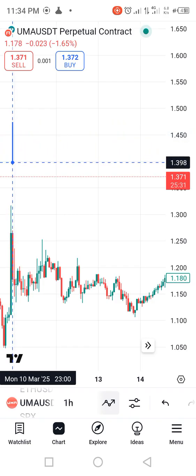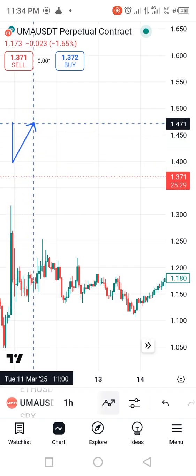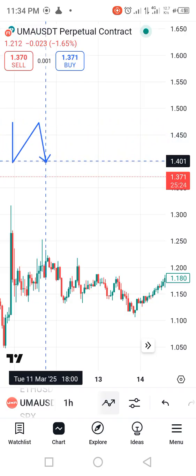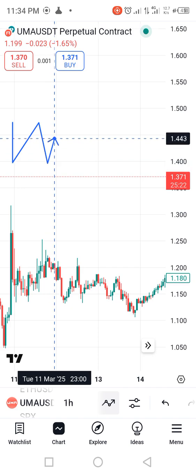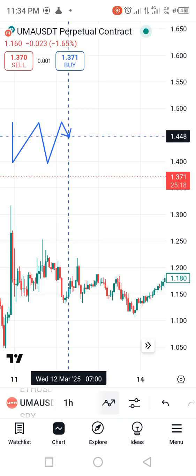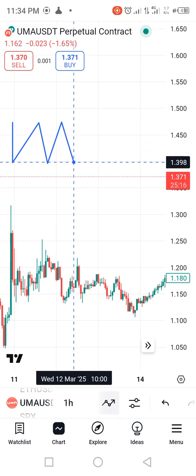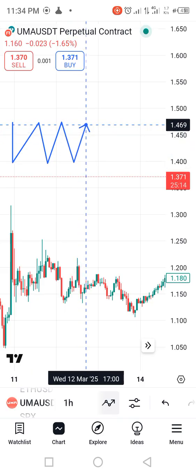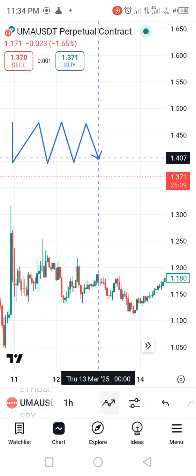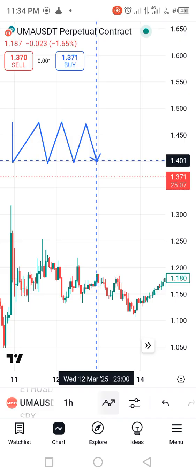You have a trend of ranging market. Market keeps on accumulating, forming equal highs and equal lows. This phase is called the accumulation phase.